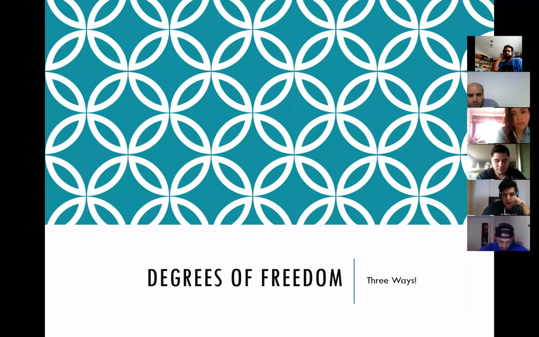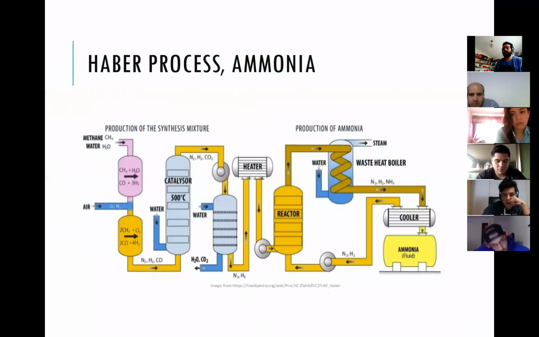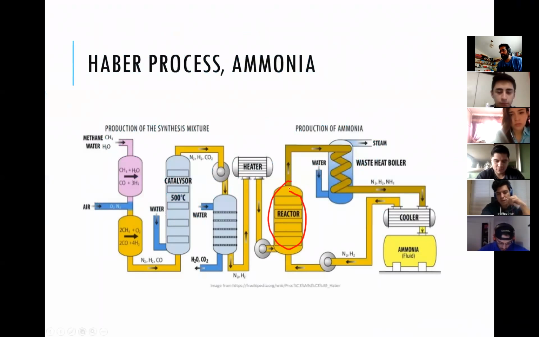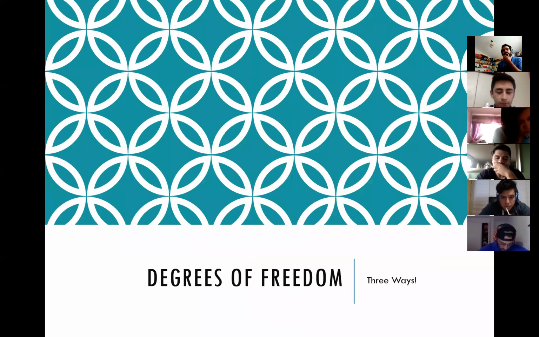Okay, so this was the last slide that we saw. Okay, it was about the Haber process to produce ammonia, and we saw about the reactor and the conditions and so on, right? So it's very important to know what are the conditions in each reaction and how to proceed with those values.